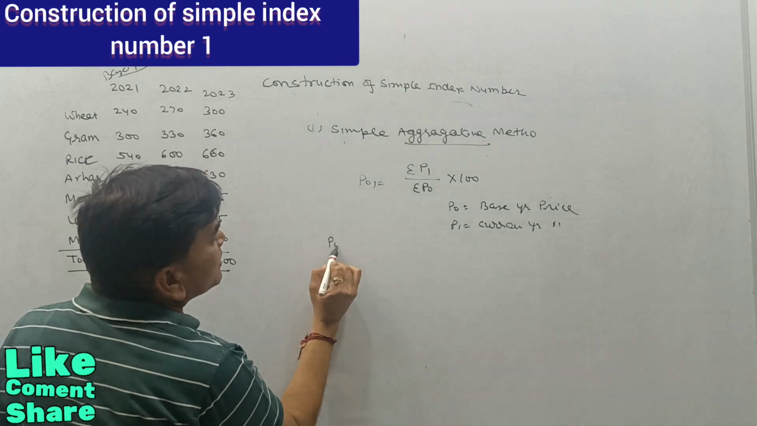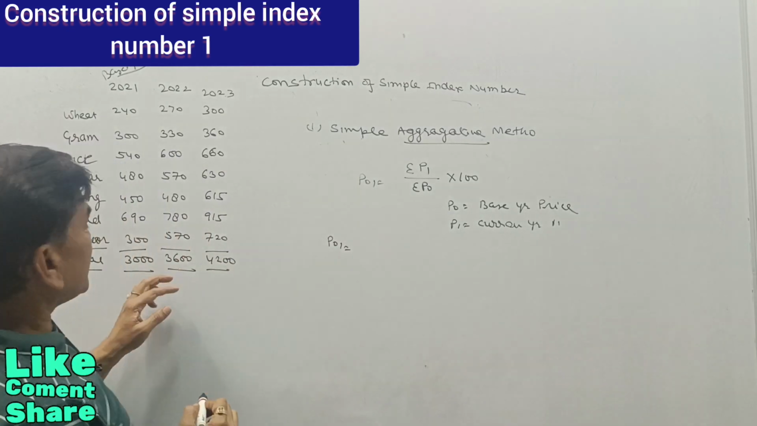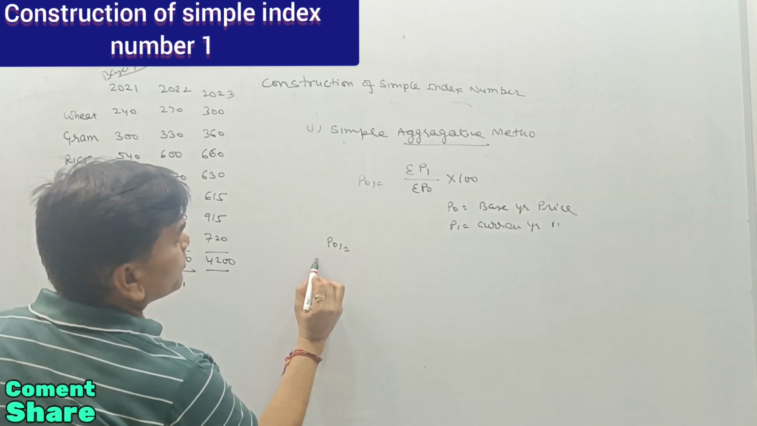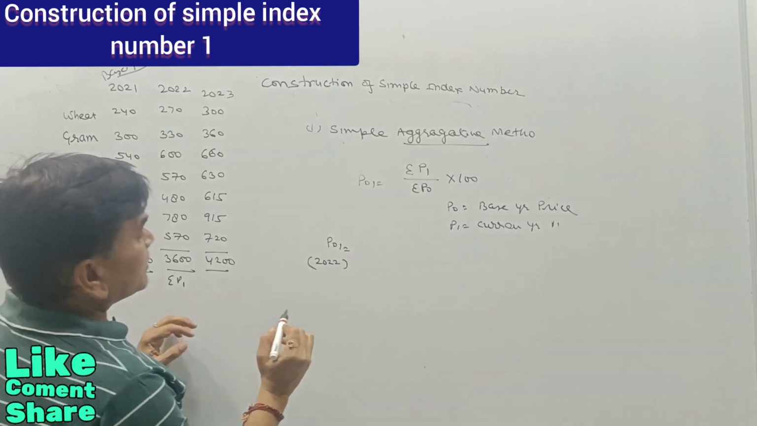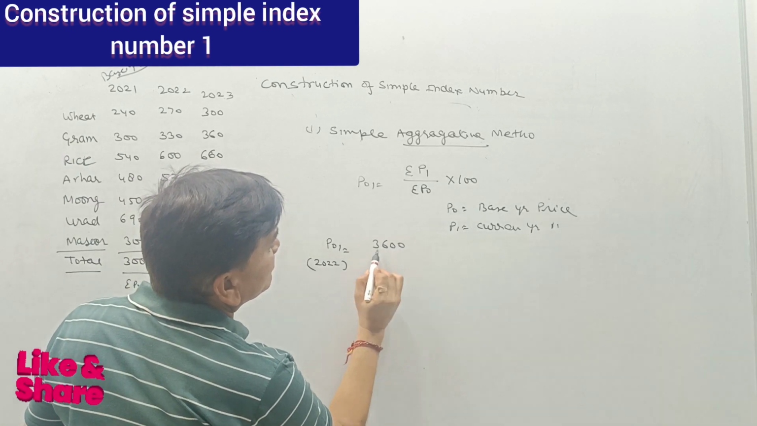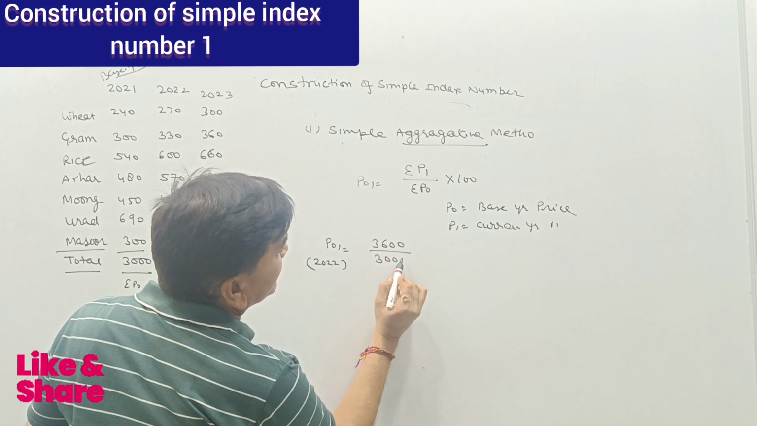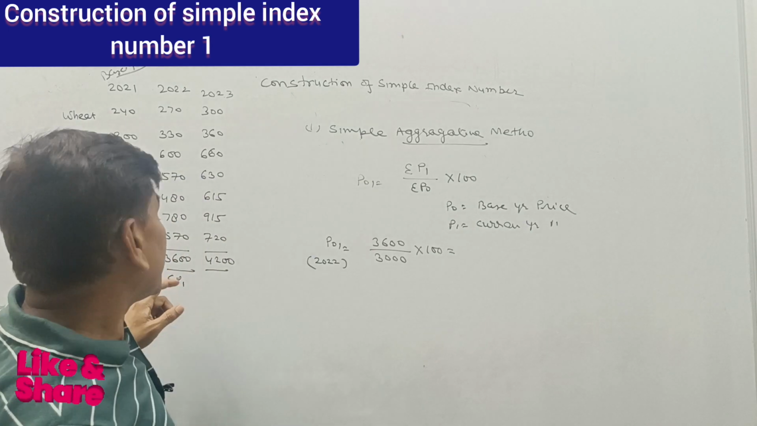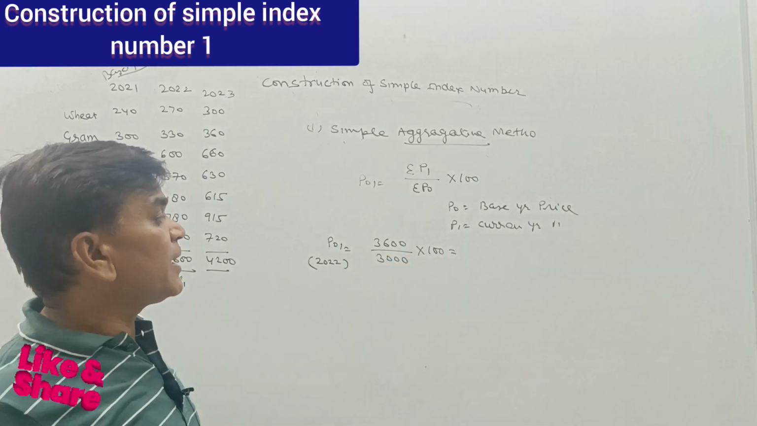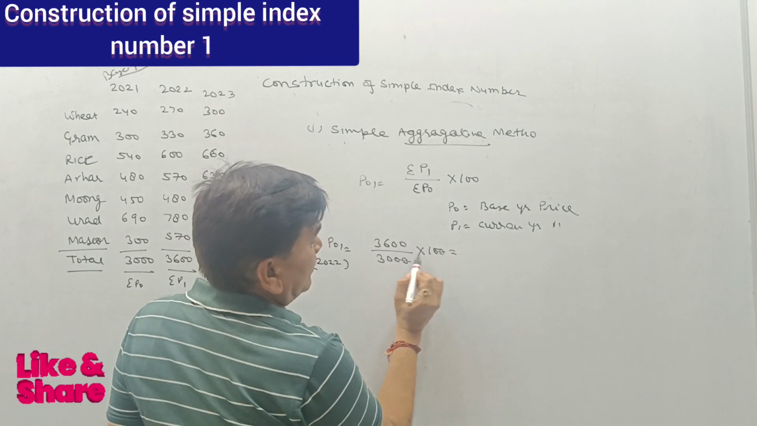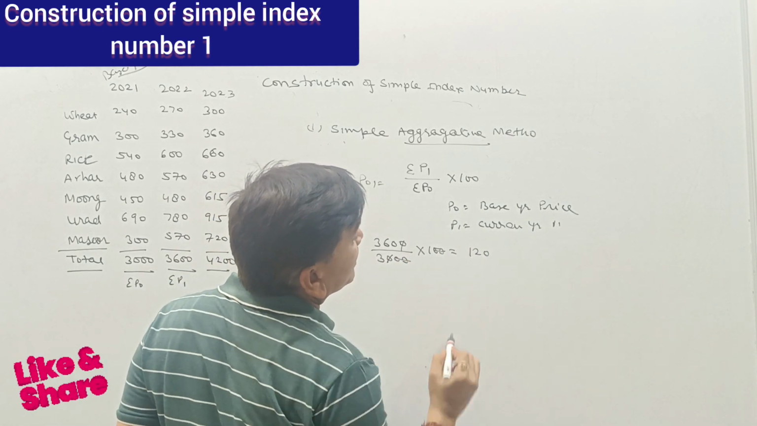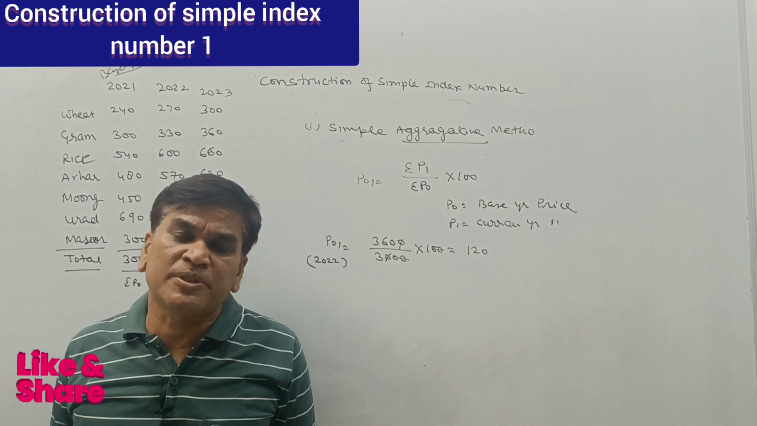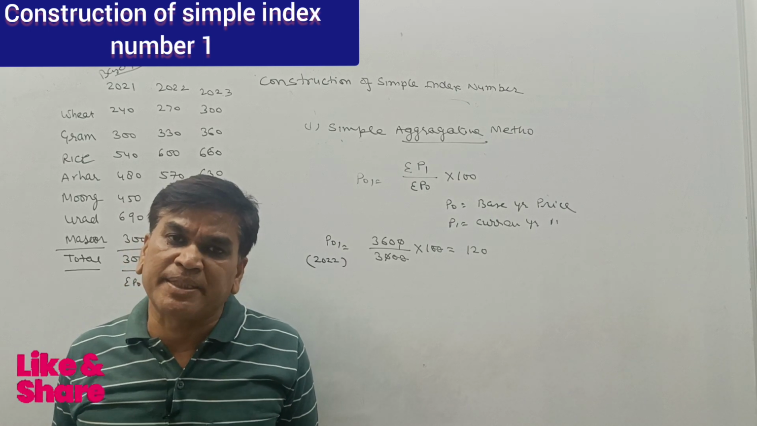So on behalf of this first one, we are having sigma P1 and sigma P0. For 2022, that is 3600 divided by 3000 multiplied by 100, so that is 120. It means the average price increase from 2021 to 2022 is 20%.